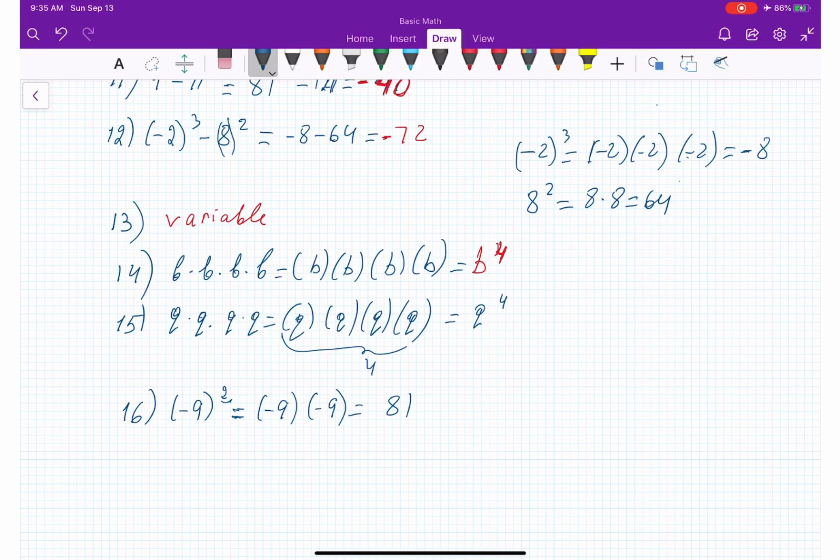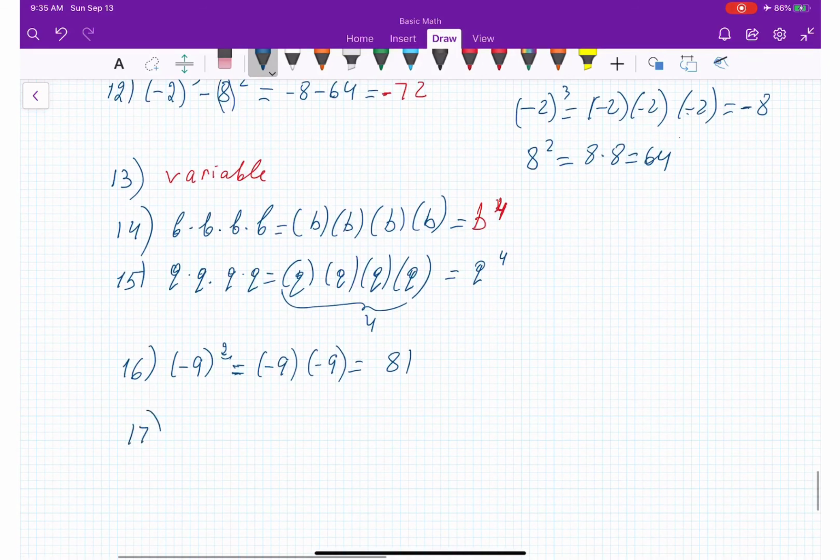17. Negative 1 to power 8. So, although this is an even degree, the negative is not included in the power, negative 1 to power 8. Therefore, this negative stays outside and we get 1 to power 8, 1 to any power will be 1. Let me show the difference here. Negative 1 to power 8 is going to be negative 1.